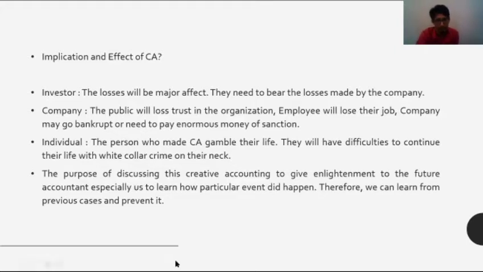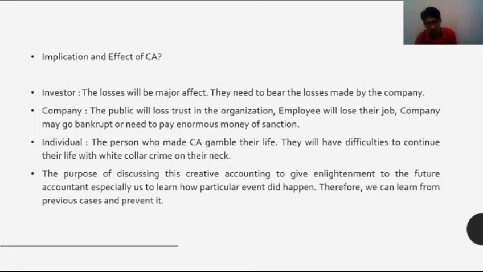The first, it will affect the investor. Investor, the losses will be the major effect. They need to bear the losses made by the company. It's because the investor invests their money into the company, and then after the company has been caught or revealed that it conducted some creative accounting, the share price of the company will drop steeply and become the expenses for the investor itself. So they need to bear the huge amount of the losses that the company made.